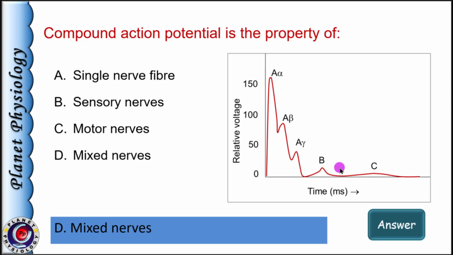The potentials from high velocity fibers like A alpha reach the recording electrode earlier, while those from slow conducting fibers like C fibers are last to reach. So you get a multi-peaked appearance. So it is a property of mixed nerves. So as you have seen, many questions are constructed on Erlanger-Gasser classification of the nerve fibers.